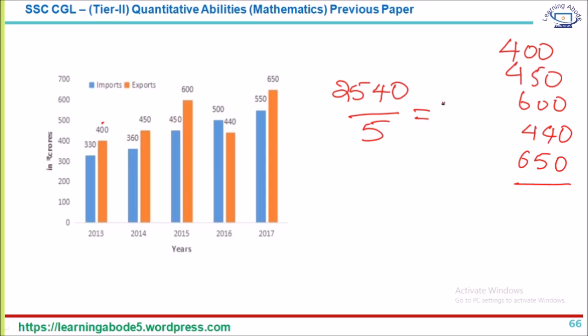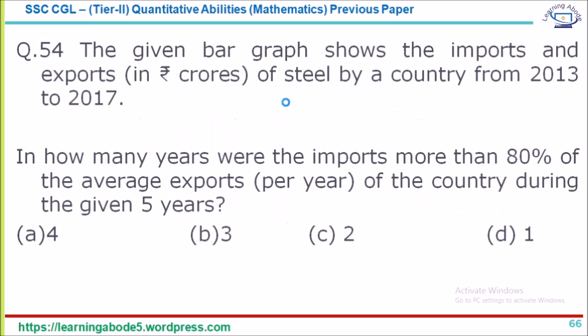So the average is like 508, and 4/5 of this average is approximately like 400. So how many years is the import more than 4/5 of the average? That is this year, and this year. That's like 3 years. Okay, so that's more than 80% of average exports. So that's for 3 years. That's answer option B, right?